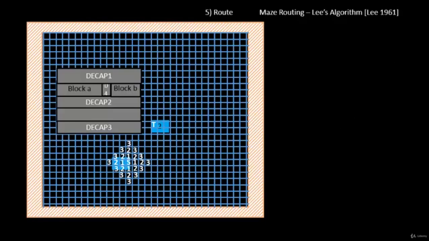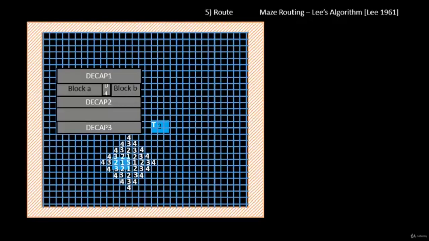Hello everyone, let's continue our discussion with Lee's algorithm. So the next step is to take the grid boxes adjacent to 3 and label them as 4, basically the next integer. Let's say we have this particular grid box which is labeled as 3. The adjacent grid boxes are this one and this one, and we have to label them as the next integer, which is 4. Similarly, for all 3s present on the boundaries, we have to take the next grid box and label it as 4. Let's do that.